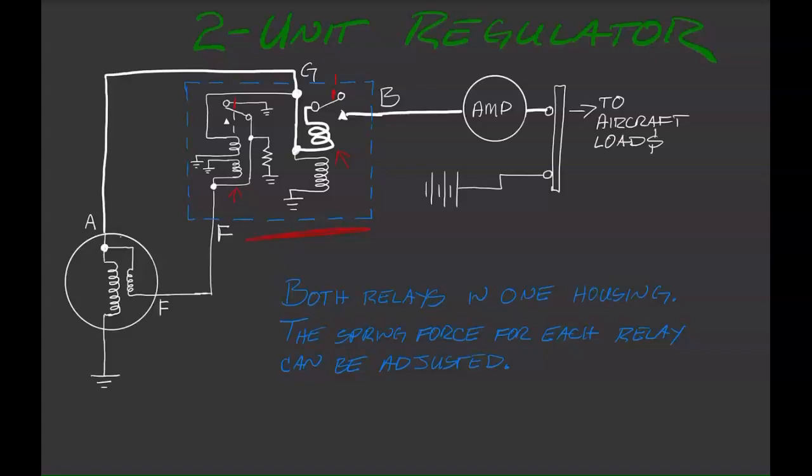If I tighten this spring, it'll take more current through here in order to close the switch. And the same here, if I tighten this spring, it takes more current flow here to close this switch. This was our voltage side, and this is the reverse current.